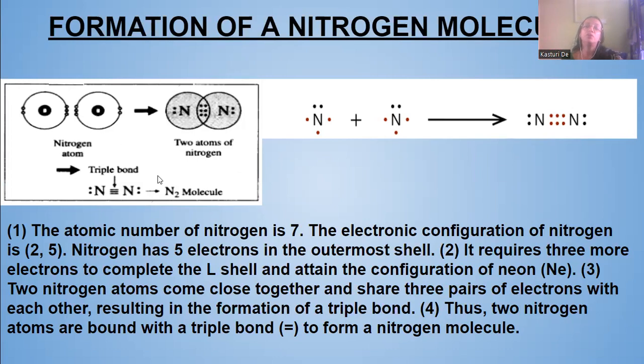The atomic number of nitrogen is 7, so the configuration is first 2 and then 5. So 2 and 5 is the electronic configuration, and the number of electrons in its outermost shell is 5. It requires 3 more electrons to complete the L shell and attain the electronic configuration of neon. Now, the third point is that 2 nitrogen atoms come close together and share 3 pairs of electrons with each other, resulting in the formation of a triple bond. Thus, 2 nitrogen atoms are bound with a triple bond. Sorry, it's not a double bond, it's a triple bond, to form the nitrogen molecule.